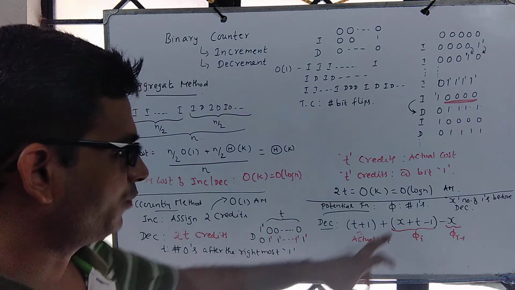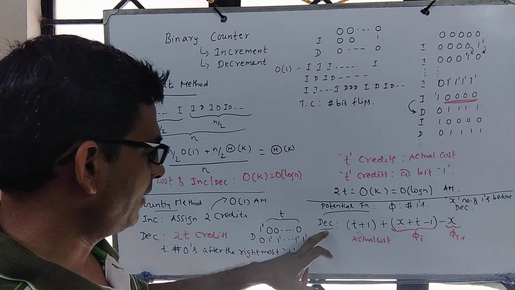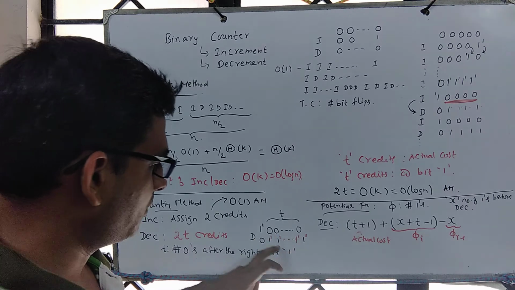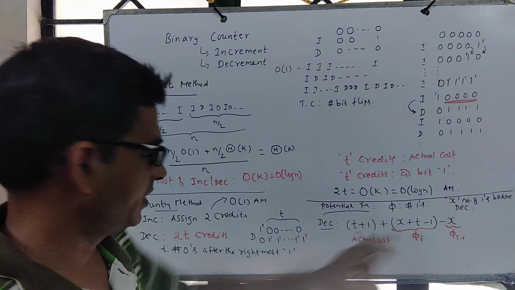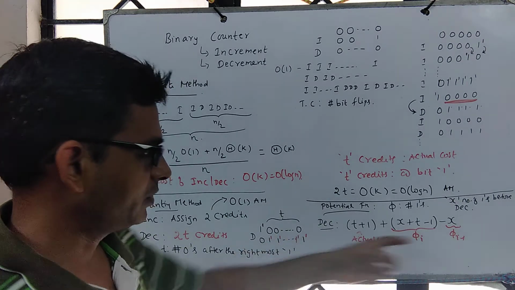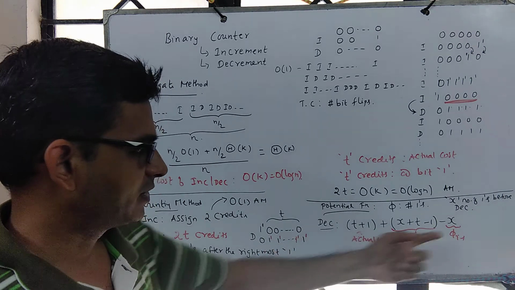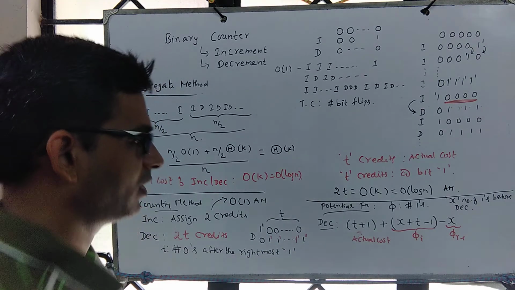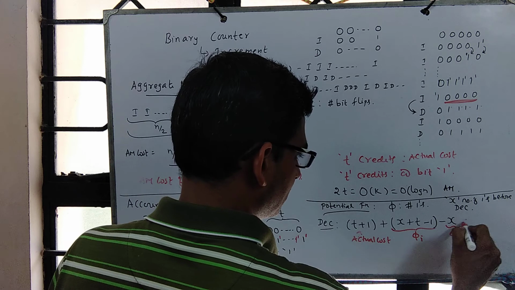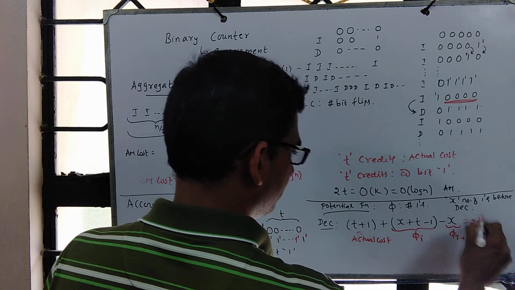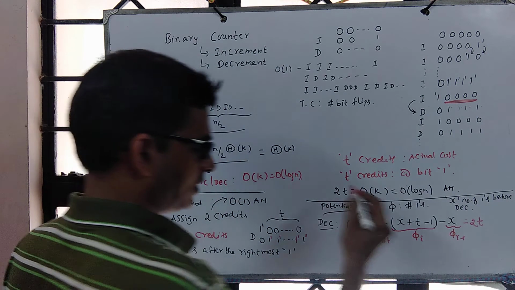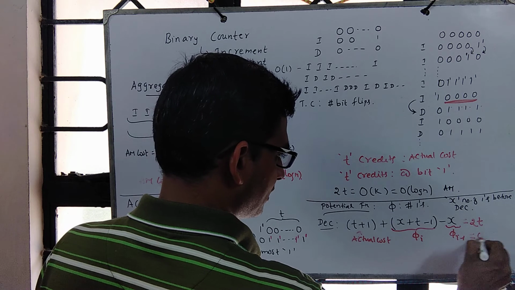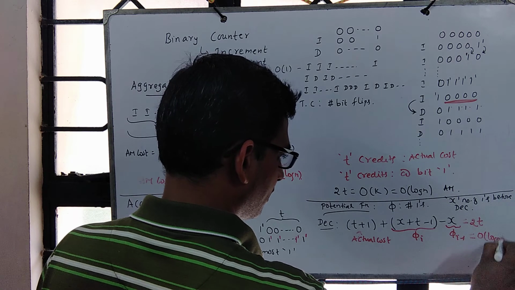Initially there are x number of ones. Due to decrement, we change all of them to 1, so it is x plus t. This one is changed to 0, so it is minus 1 minus x. So this is what we get, and this one is 2t. And we just now said 2t is order k or order log n amortized.